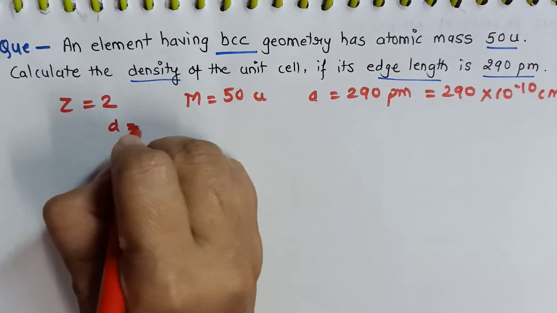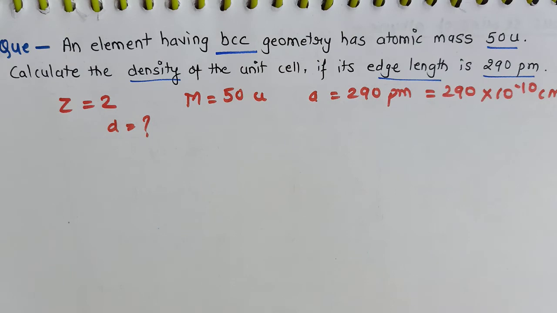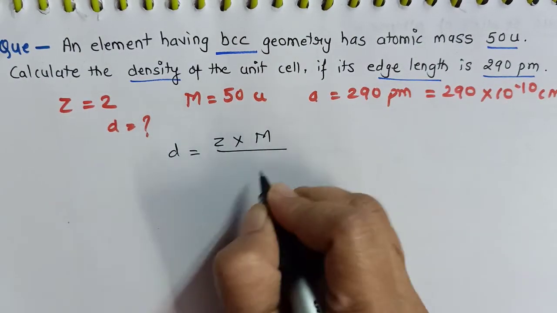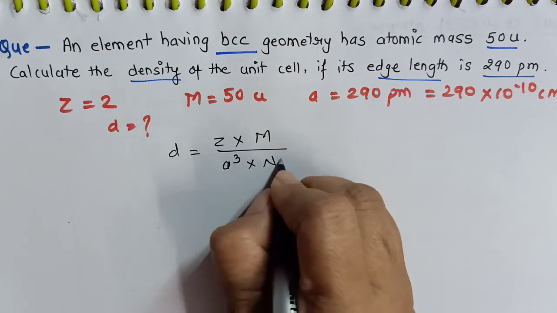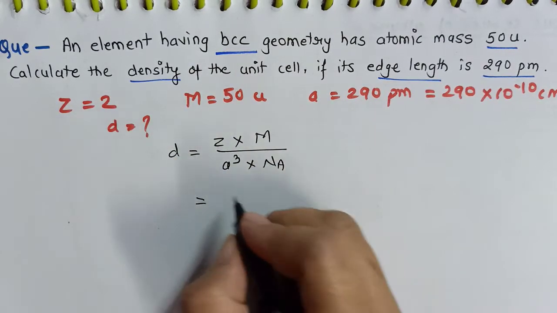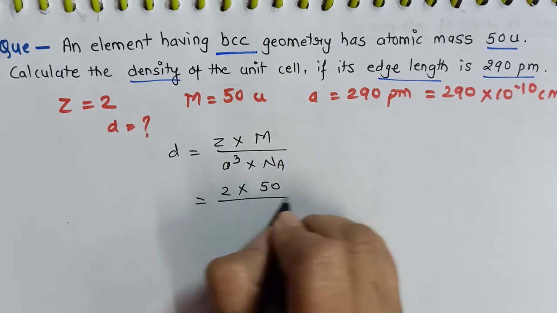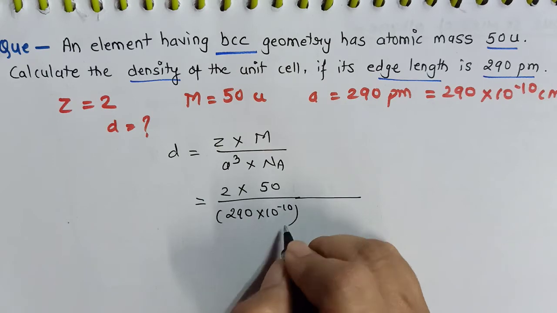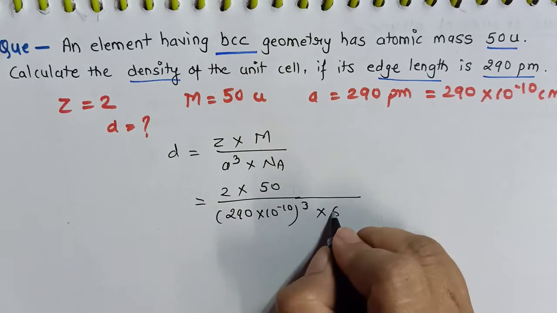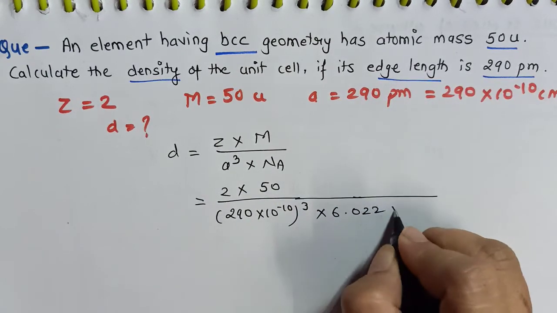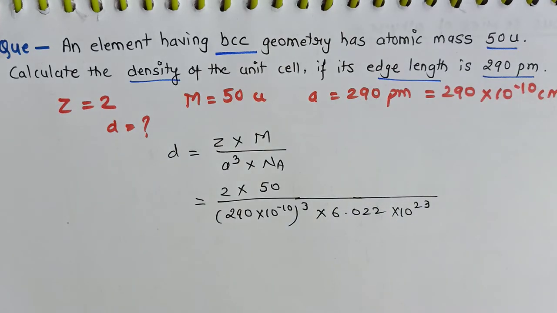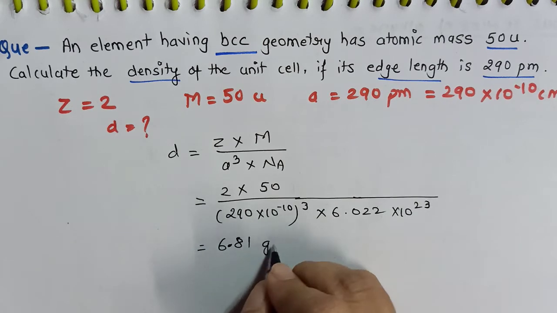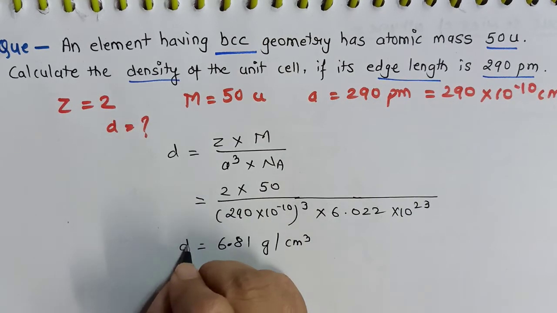And we are supposed to calculate the density. So a very straightforward numerical. Density equals Z into M upon a cube into Avogadro number. Z will be 2. Mass 50. A cube: 290 into 10 to power minus 10, whole cube, into Avogadro number 6.022 into 10 to power 23. Now if you solve this, we get the answer 6.81 gram per centimeter cube.